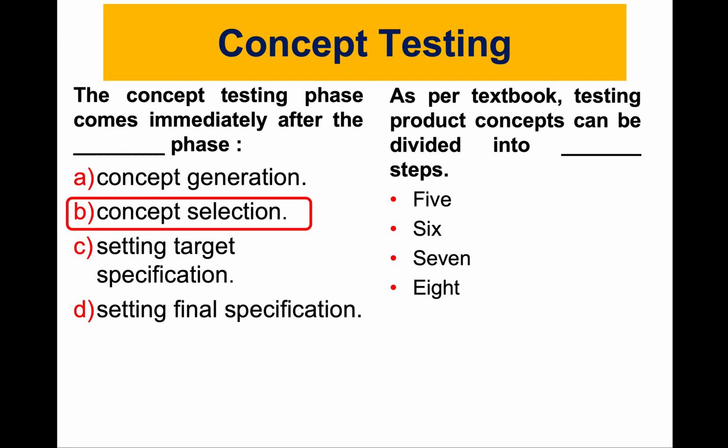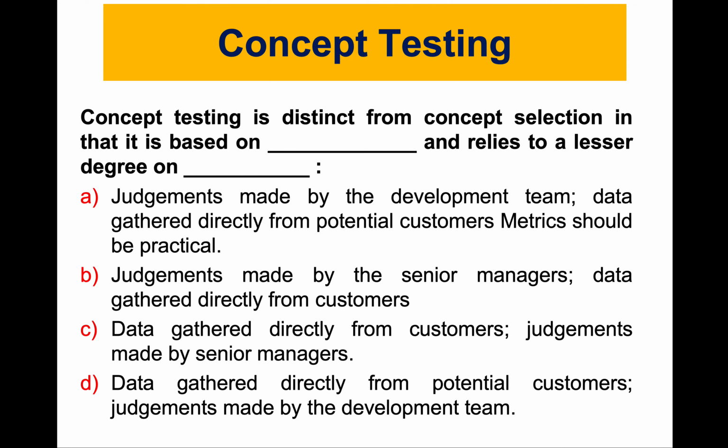So from the textbook, how many steps or phases do you think concept testing has? It's 5, 6, 7, or 8. Think about it. And if you picked 7, that's the correct answer. I have one more question. It's a long one, but it will give us a good idea about how we're moving forward.